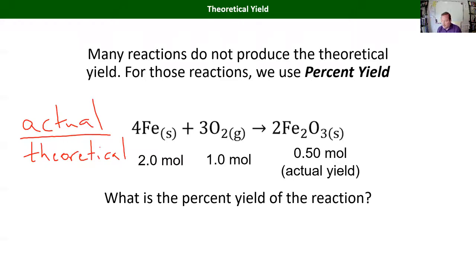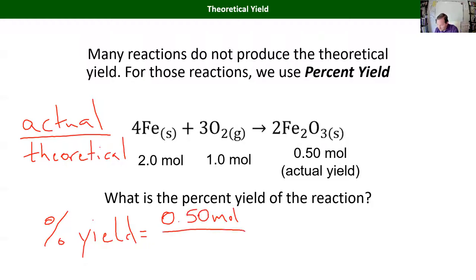We should only be able to make 0.67 moles product. So if we actually measure 0.5 moles of product, our percent yield is our actual divided by our theoretical, and then times 100 to make it a percentage.